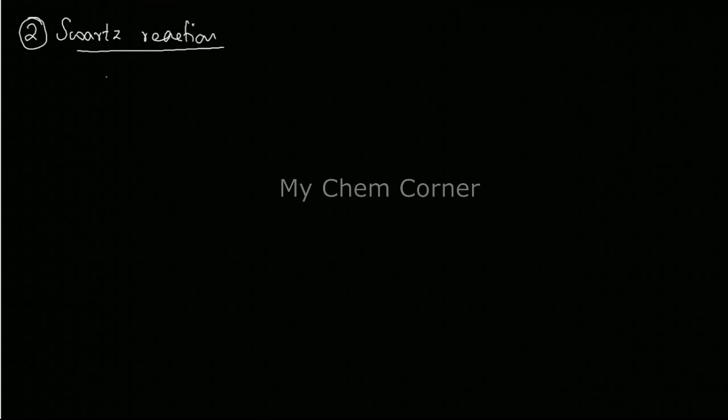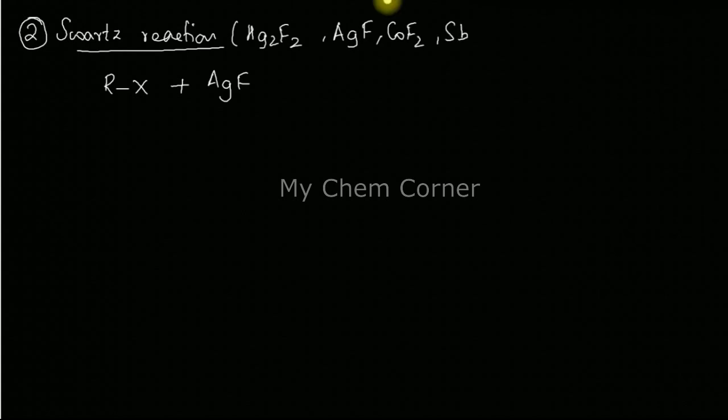You have, say for example, I've taken RX, the same alkyl halide, plus, in this case, I'm specifically going to take a reagent that has fluorine, AgF. So possible reagents that you can use, fluorinating agents, are silver fluoride, Hg2F2, you can take AgF, you can take CoF2, you can also take SbF3. Any one you can take as your reagent. Alright.